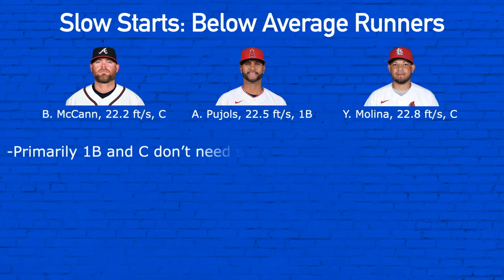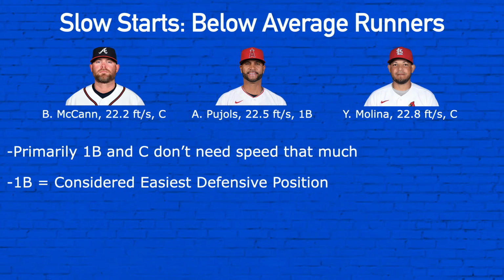Catcher and first base are where low speed can be tolerated. For first basemen, it's pretty self-explanatory. It's considered the easiest position out of the nine normal ones, as if you're able to make it to the bag to catch throws from your fielders, that's the bare minimum needed. Of course, there is first base strategy to help your team out defensively, but for the most part, first base defense is more of a luxury rather than a necessity.